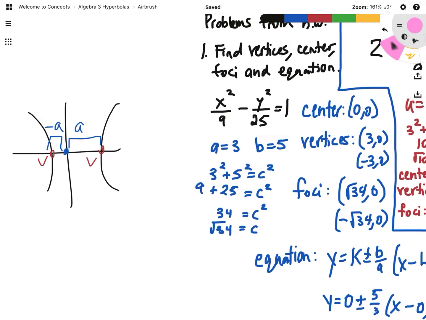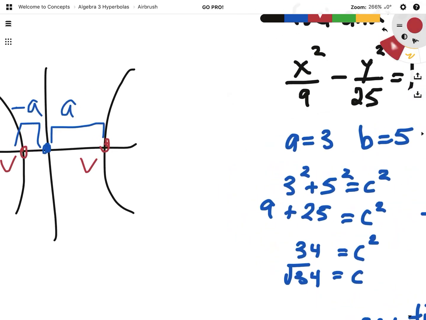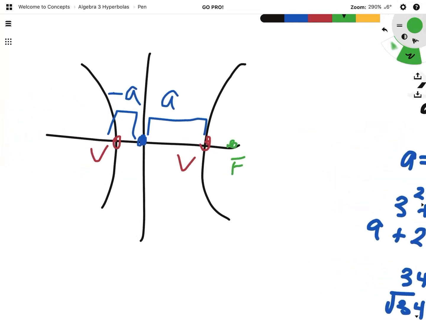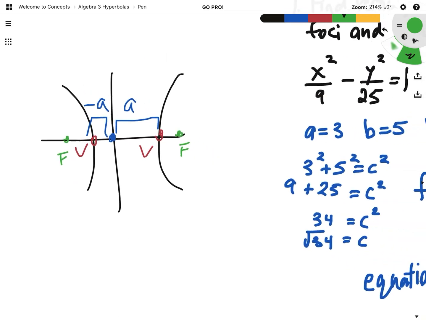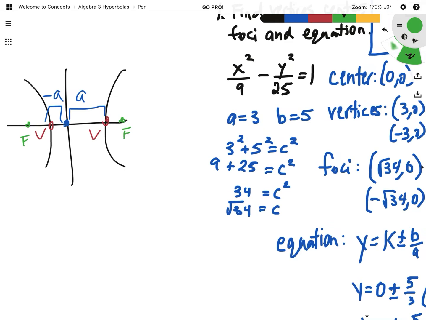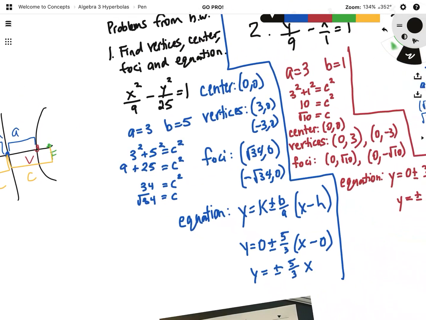Then the foci, so the foci are inside the hyperbola. Sorry about that. Let me change. So here's a focus, and I'm just not giving these coordinates because it's not drawn to scale. Foci are inside, and so then it is square root of 34 comma 0 and negative square root of 34 comma 0. So this here represents c, and this here represents negative c. And we'll talk a little bit more about that today.